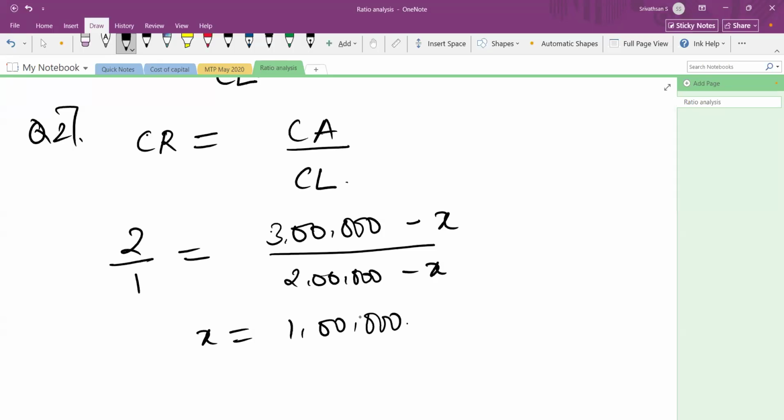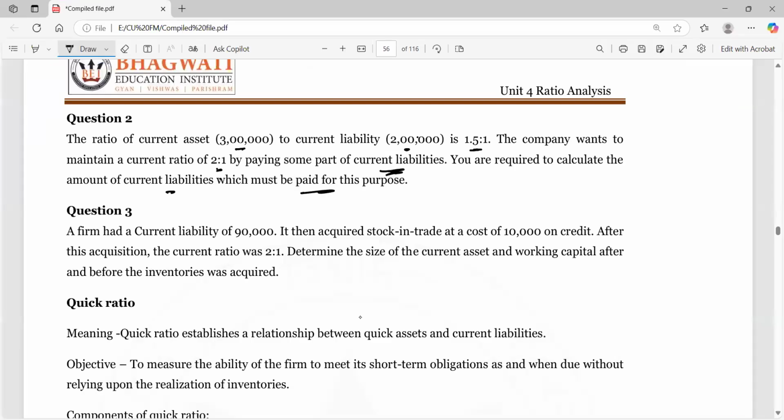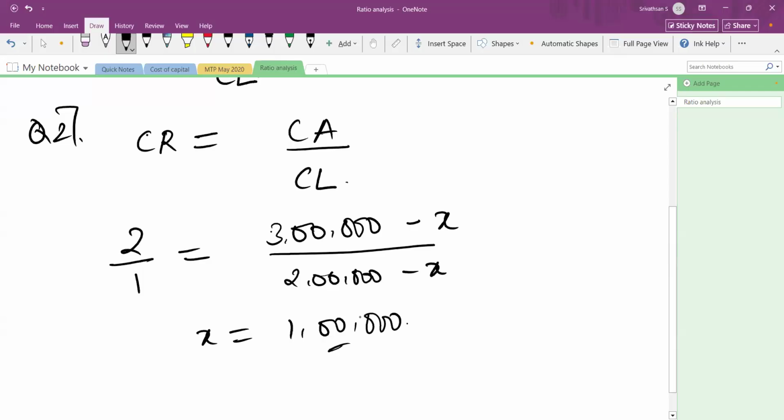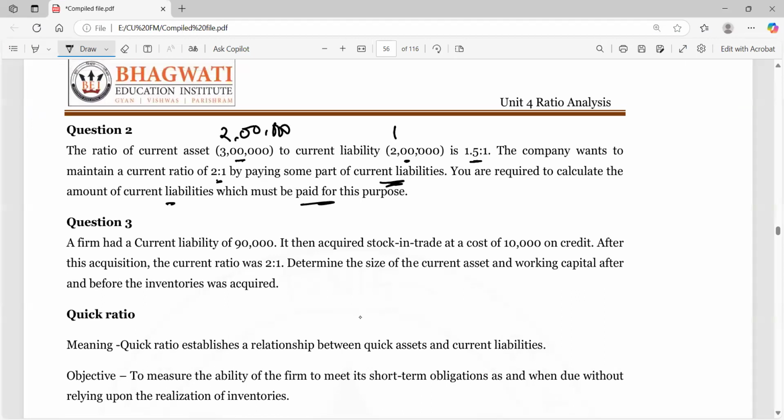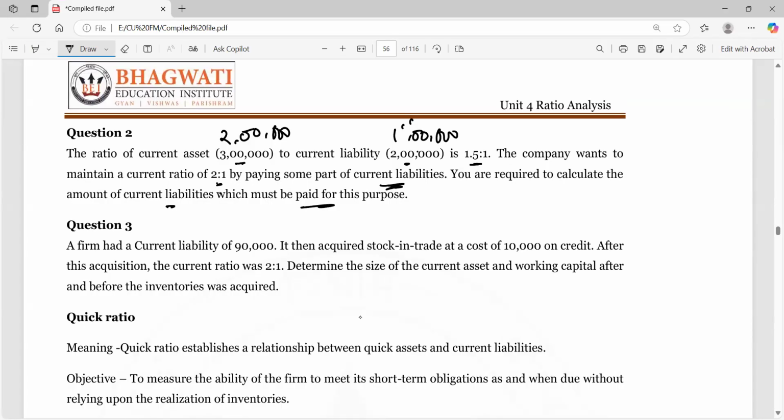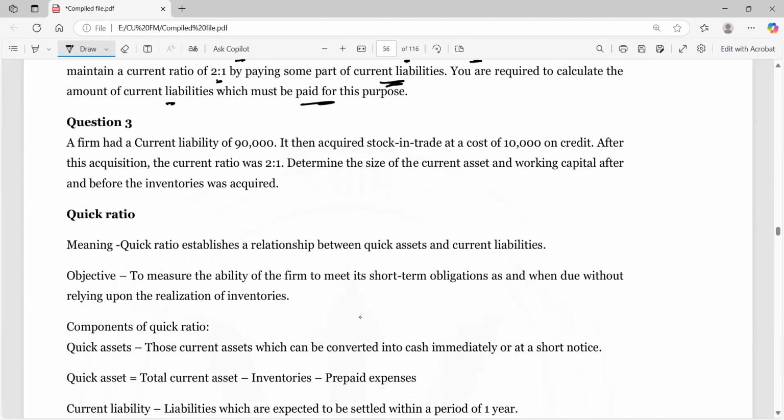So if the company is paying 1 lakh rupees of current liability, their current ratio will become 2 is to 1 because, got it. Any doubt in this? So now if 1 lakh rupee of current liability is paid, current asset will become 2 lakh and current liability will become 1 lakh. Now what is the current ratio? 2 is to 1, which is the desired current ratio. I hope it is clear, right? Did you all understand?